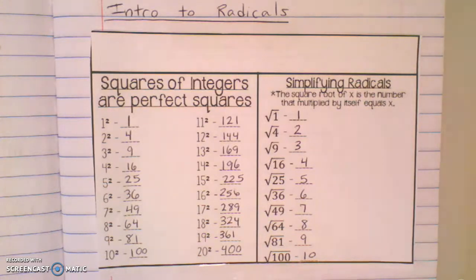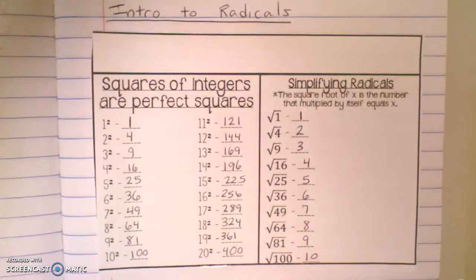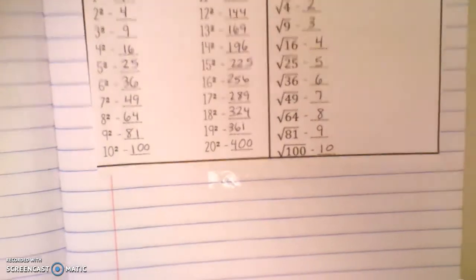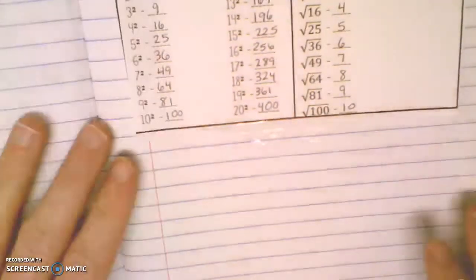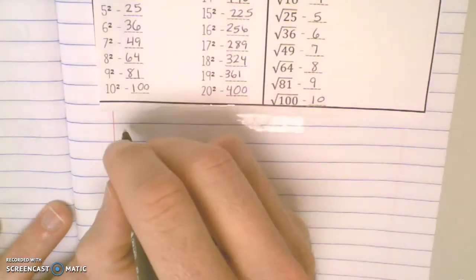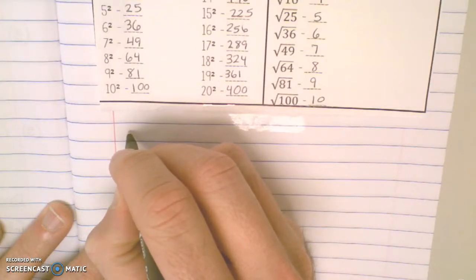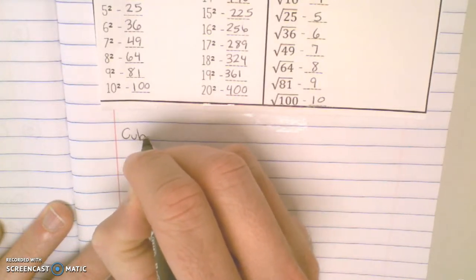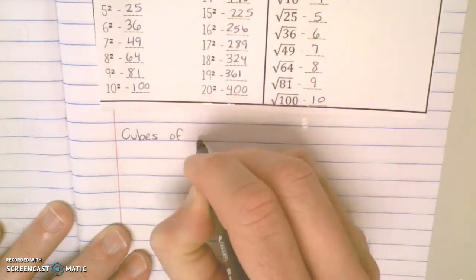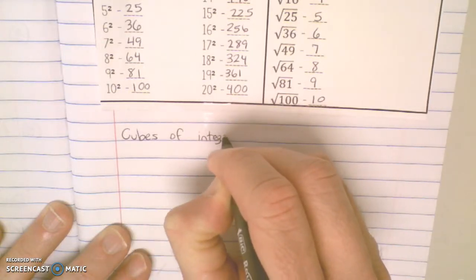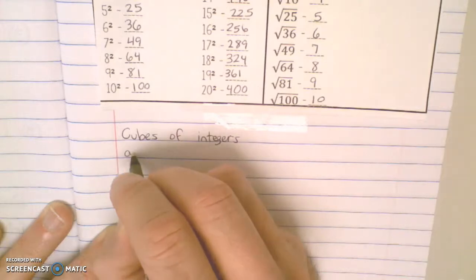We've also seen radicals with cubes. So if you multiply a number by itself 3 times, so 2 times 2 times 2, or 3 times 3 times 3, and then a cube root. So some examples of cube roots, and we won't go through as many as we did with the square roots. So some cube roots we have. So cubes of integers are perfect cubes.